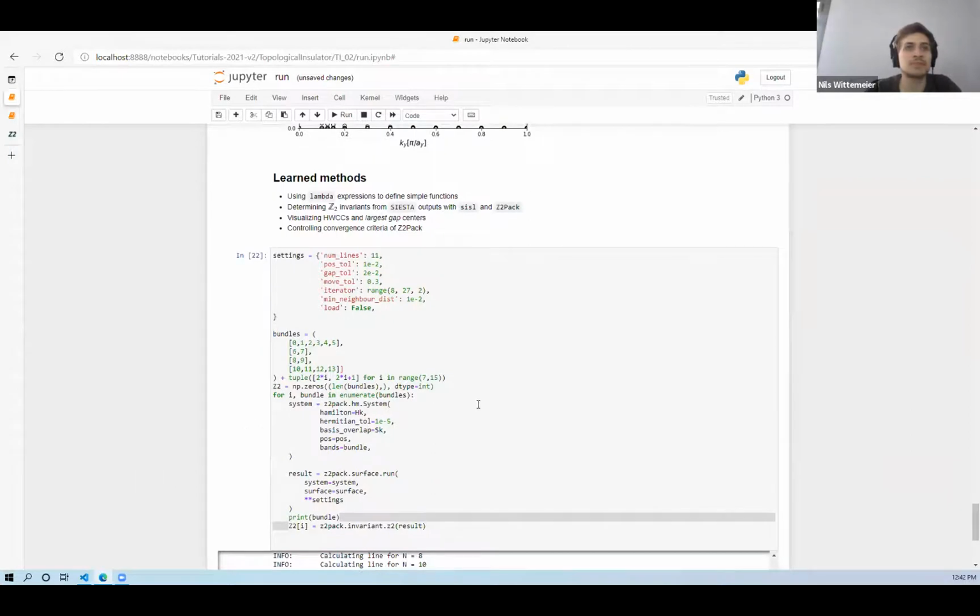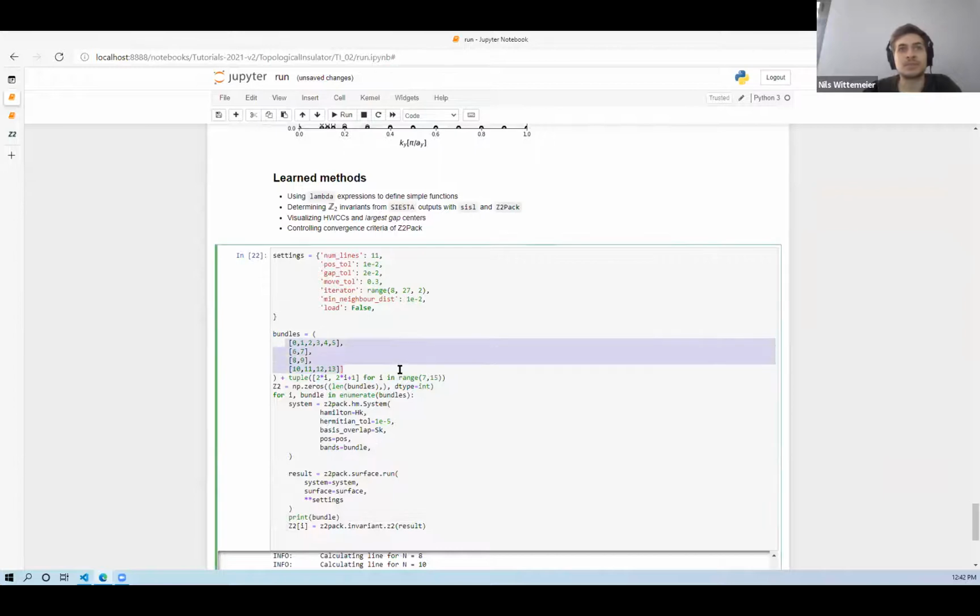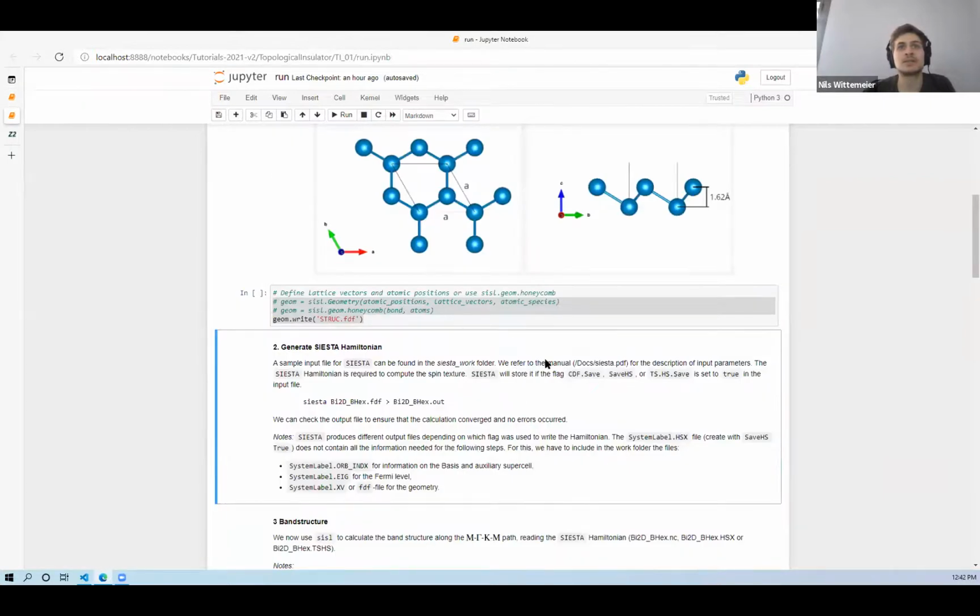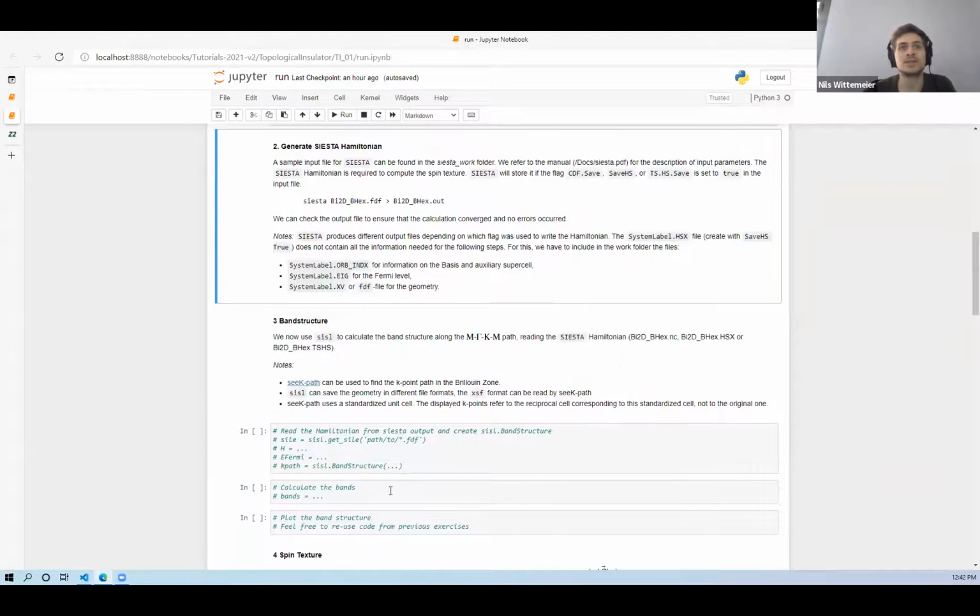And if you haven't done so and are interested, you can try it yourself. For this part, I would suggest you take another look at the bands that you calculated here in the first part and plot them at the different energy scales to really detangle the bands.